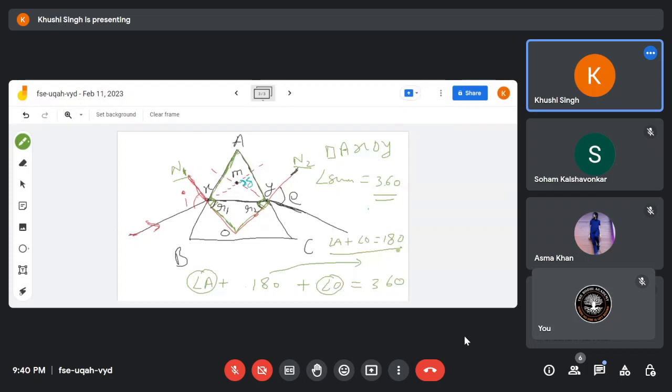All clear? See, this is important. It carries 3 marks or 4 marks in a derivation. So please understand. My angle A plus angle O is how much? 180, right? Next.